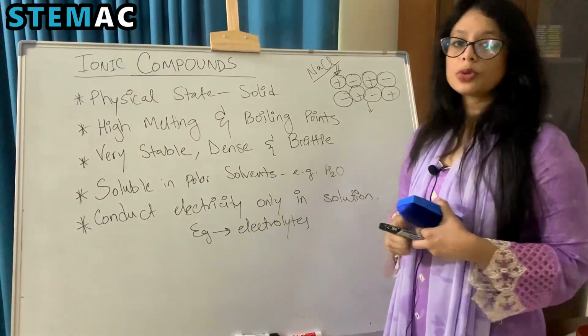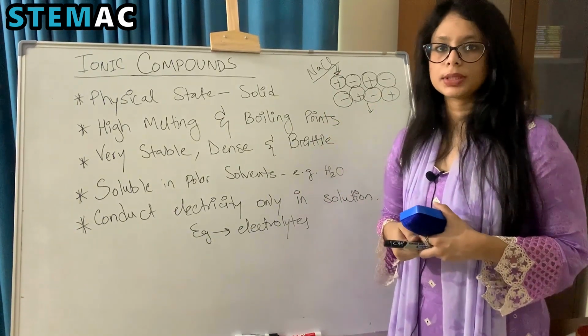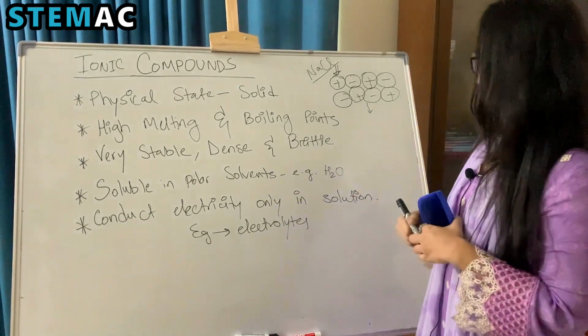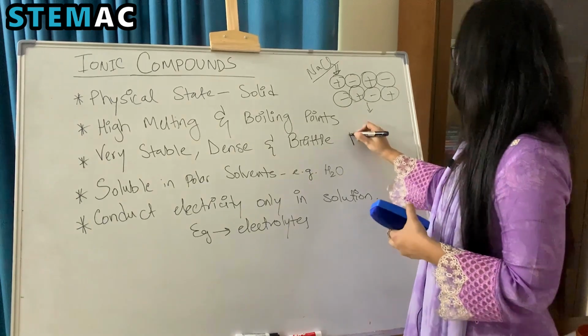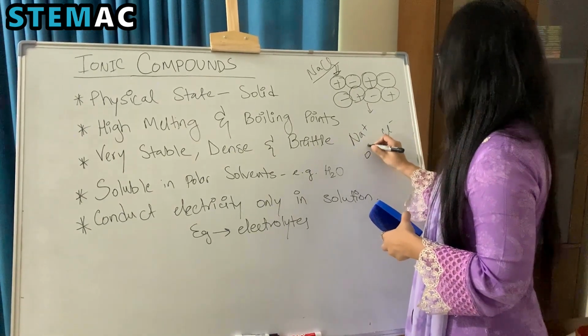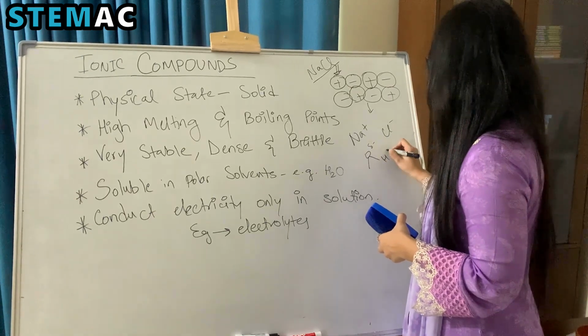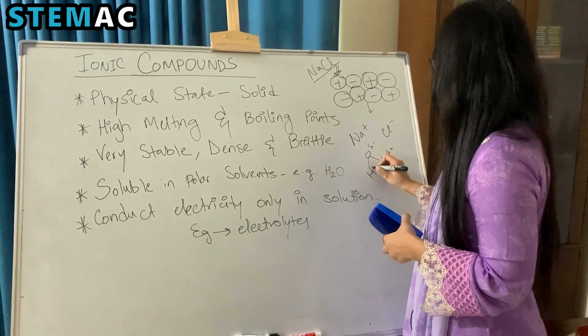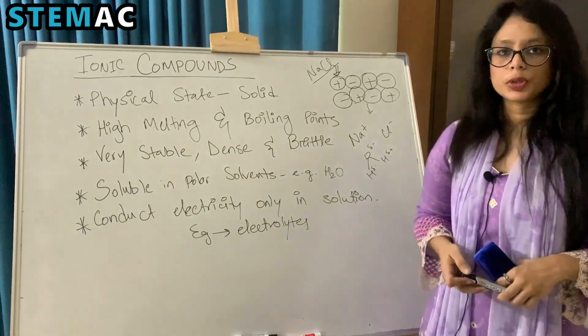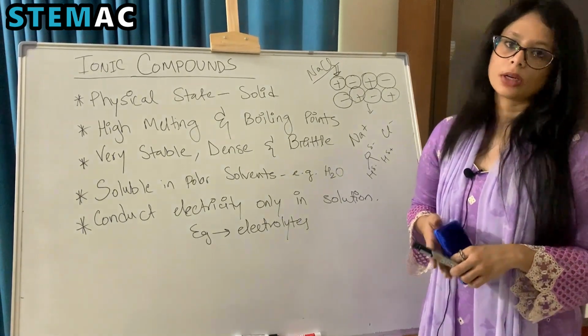If you try to conduct electricity through it, you will see that it's actually conducting electricity only because they are in their ionic form when they are dissolved in the water. This is how the ionic compounds conduct electricity when they are soluble in water but not otherwise.